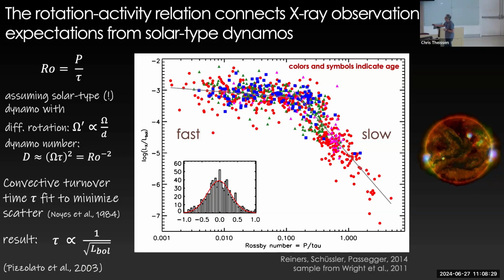If you do this, you find out that the convective overturn time is simply 1 over the square root of the bolometric luminosity, which is much nicer than any kind of B minus V or whatever observational colors fit you can have. Because this is a very simple physical entity, and this is as old as this paper, this information here.